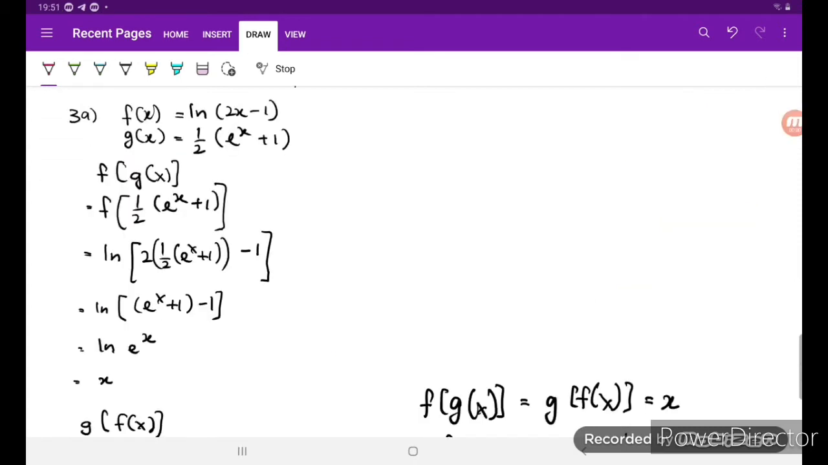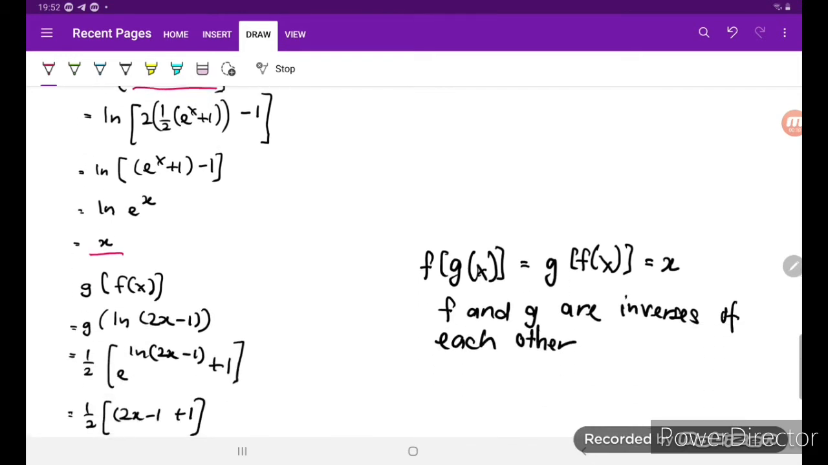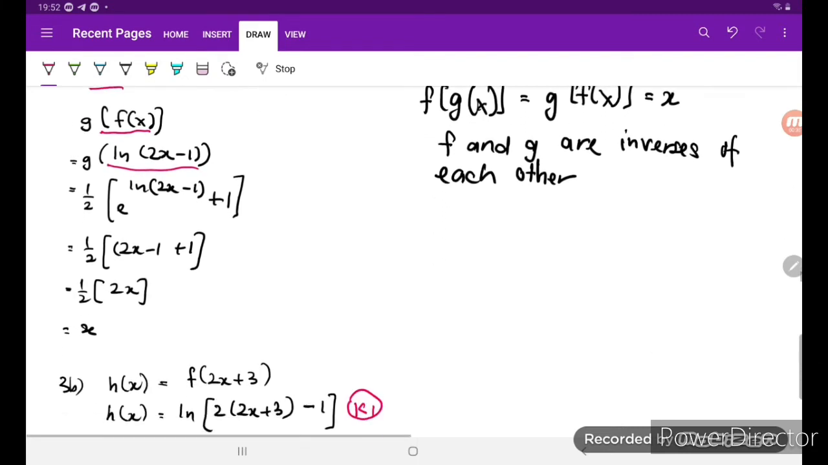For question 3a, we want to find f of g and g of f. So if we calculate f of g, we will get x. Substitute g(x) inside f function, we get x. And then to find g of f, substitute function f(x) inside g. Okay, you will also get x.